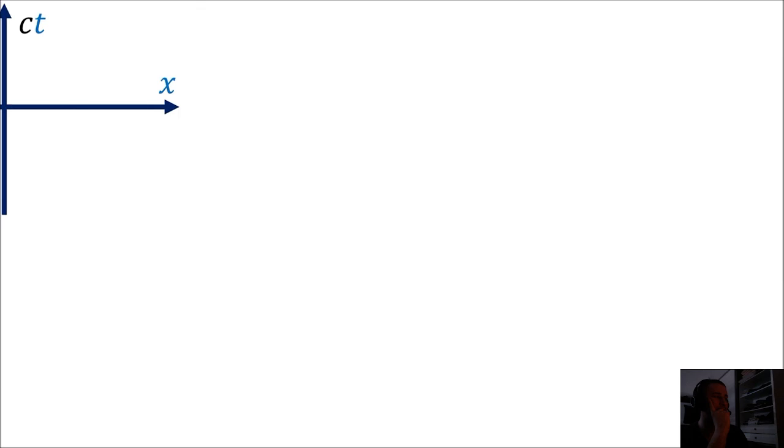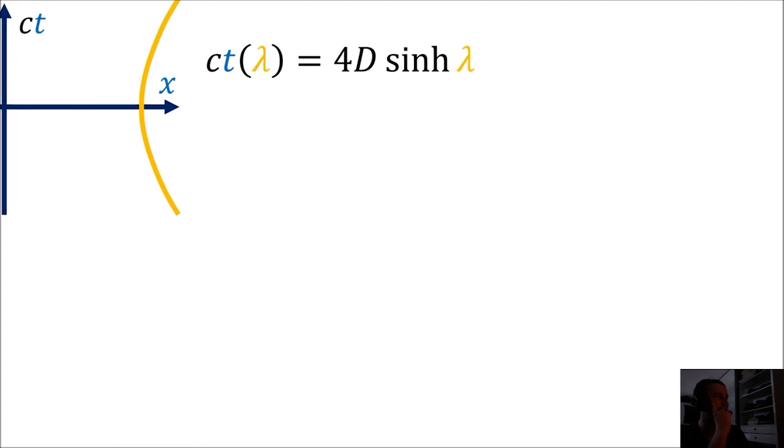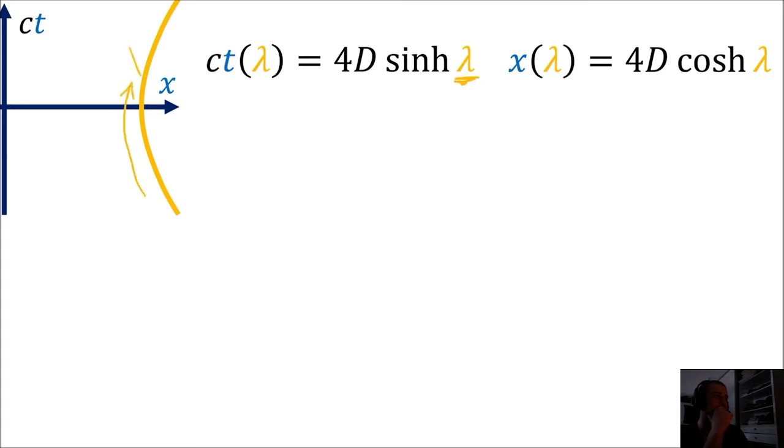So in the standard inertial coordinates, this hyperbolic world line is described by parametric equations. The time variable ct is equal to 4d times sinh of lambda, where again, lambda is our path parameter. And the position variable x is given by 4d times cosh of lambda. This lambda variable increases as we travel along the hyperbola, and again, lambda does not have any direct physical meaning. Remember, our goal is to calculate the tangent vector ds by d lambda.